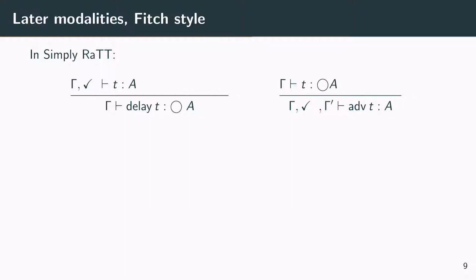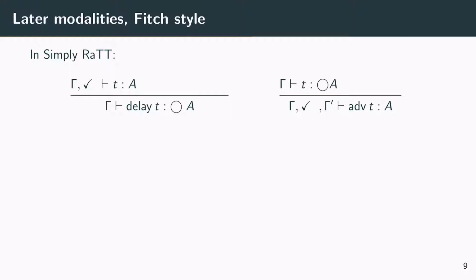So let me explain the core typing rules of our system. And actually, I will go back to our previous system, Simply RaTT, to explain the basics of the Fitch style approach. So the core idea is that we have these tokens, these ticks in context, that separate the context in stuff that happened before the tick happened and stuff that happened afterwards. So essentially, all the variables before the tick are available previously, and all the variables that are occurring to the right are available now. So this denotes the passage of time.